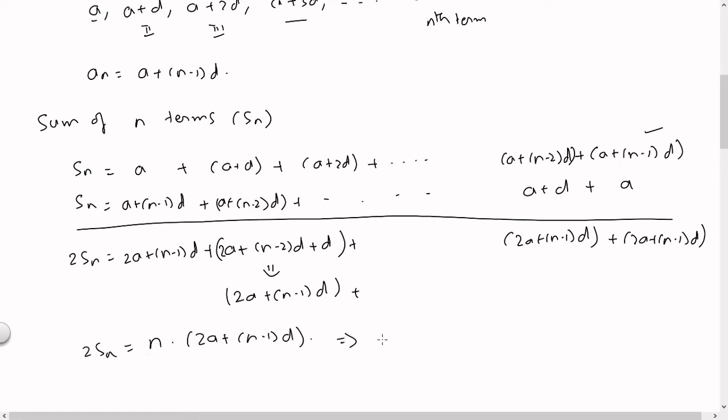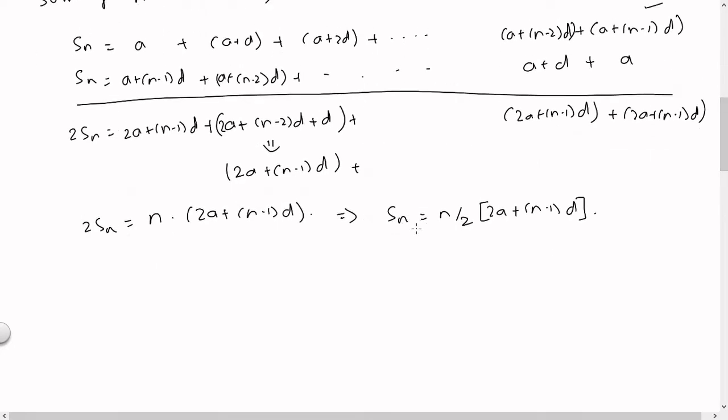So we can say the sum of n terms of an arithmetic progression is equal to n by 2 into 2a plus n minus 1 into d. Now you can see that we can also write this as n by 2 into, now this 2a plus n minus 1 into d, we will split that as a plus, n minus 1 into d.